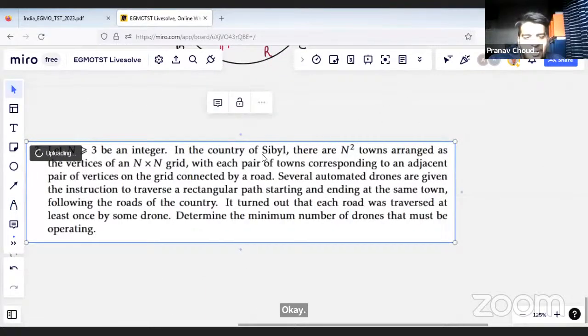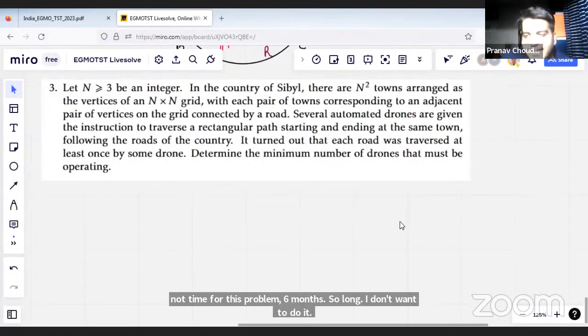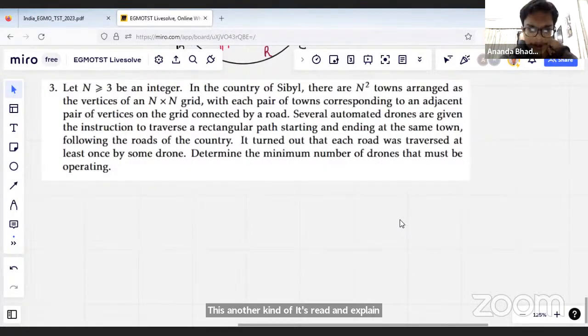It's not time for this problem. The statement is so long. I don't want to do this. Ananda, can you read and explain? N squared times the correspond. Okay.